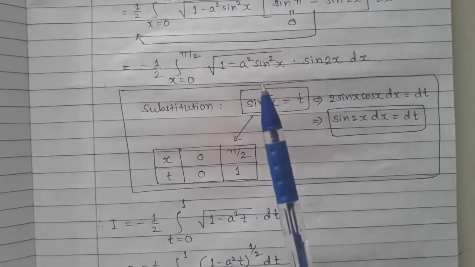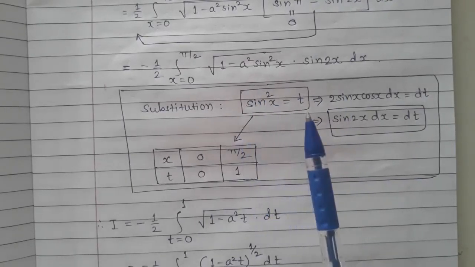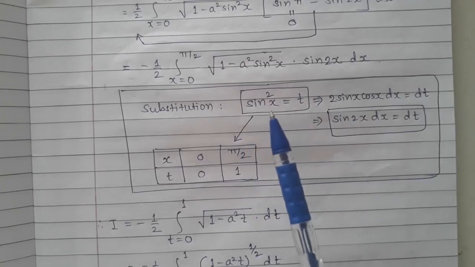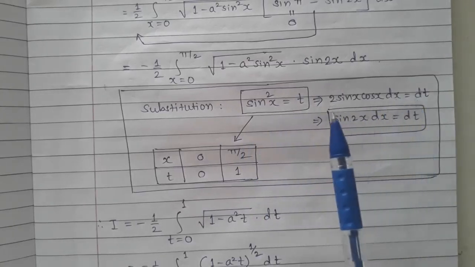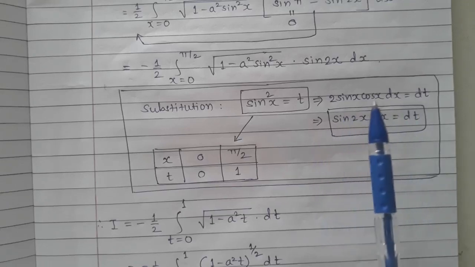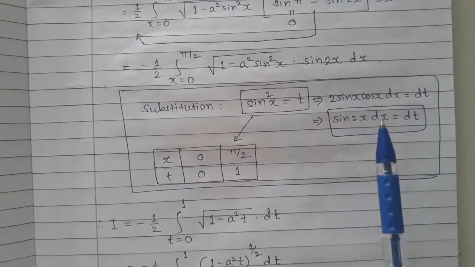So to solve this, we will take a substitution, sin square x equal to t, so that 2 into sin x into derivative of sin x, cos x, into dx is dt, and therefore this is nothing but sin 2x. So sin 2x dx becomes dt.